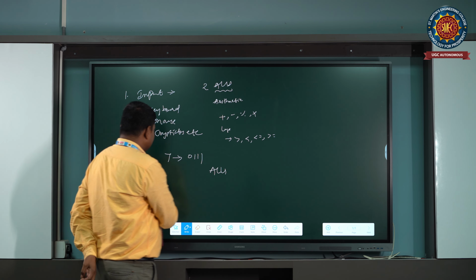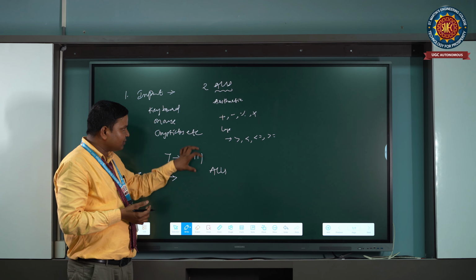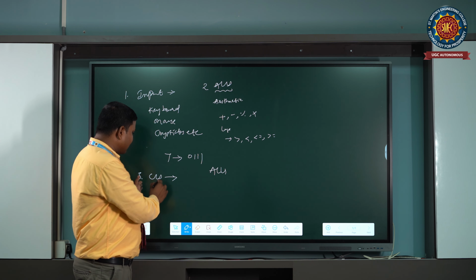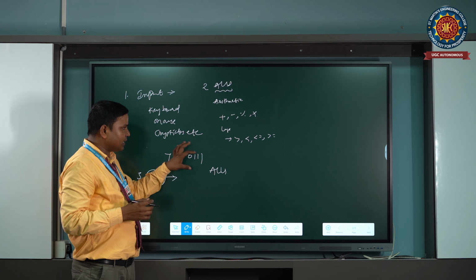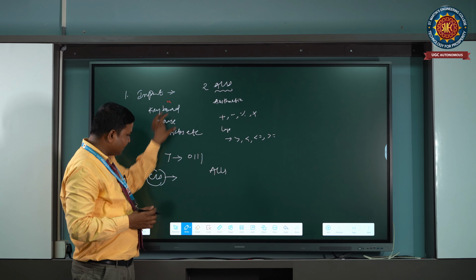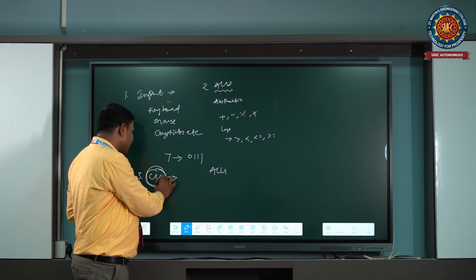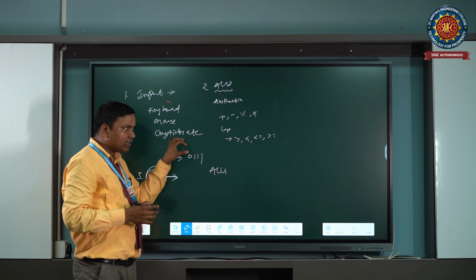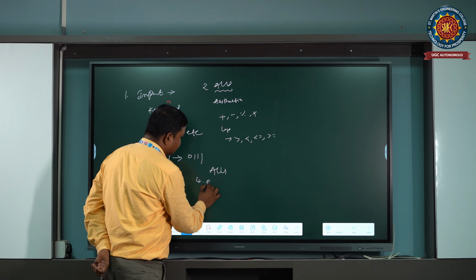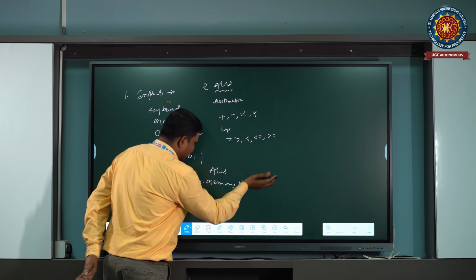Coming to the third one, the control unit. This control unit controls all the components of a computer system. It communicates with all the components, that is the ALU, input and output devices, and memory unit. The major role of the control unit is controlling all the components of the computer system. The fourth one is the memory unit, and the last one is the output device.